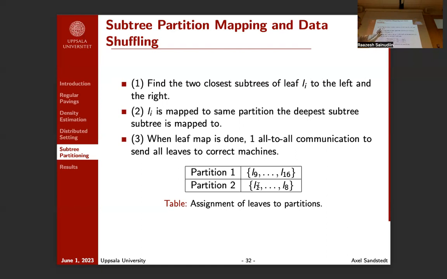So the partition we map our leaf to is the partition to which the closest generated subtree of the tree is mapped. In the case of our generated trees, we will get leaves L9 up to L16 residing on partition 1, and we will get L1 to L8 on partition 2. And the point here is that the whole algorithm basically requires one all-to-all communication between all workers.